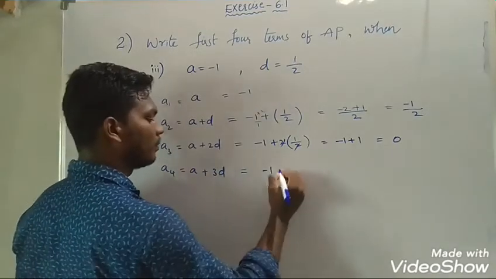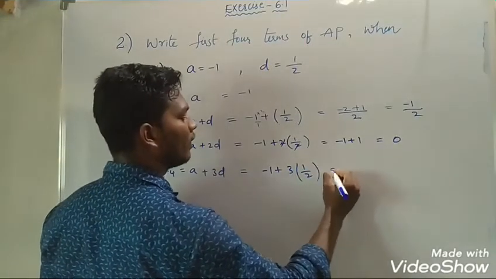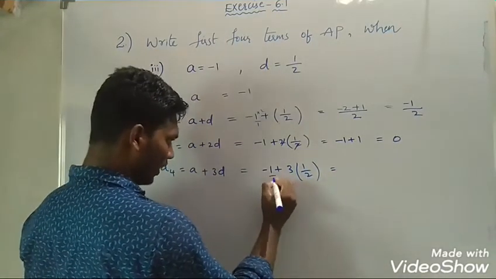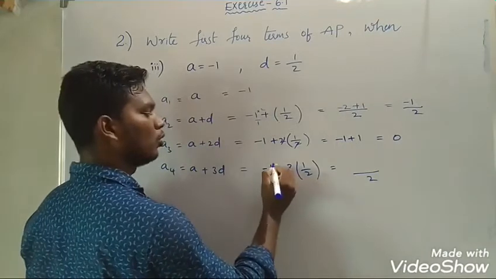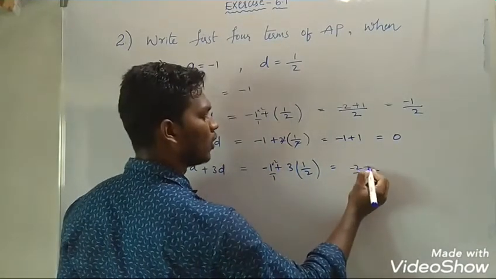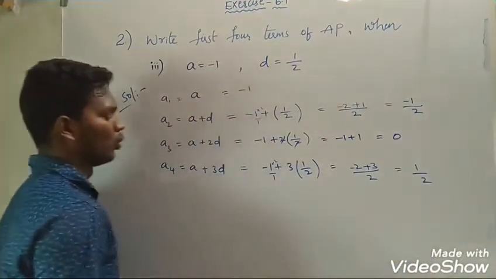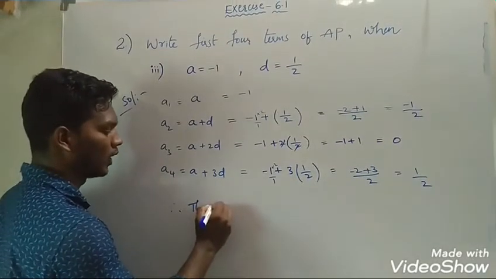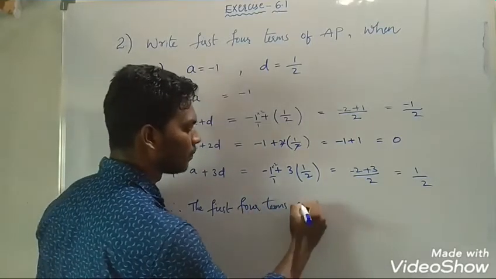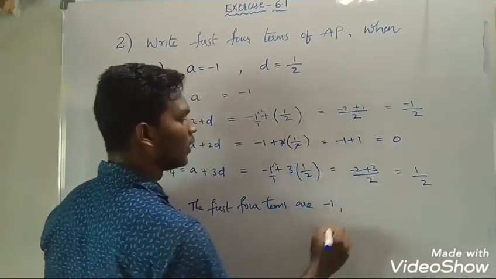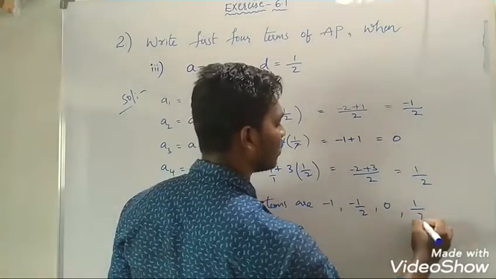Next, a plus 3d. The value of a is minus 1 plus 3 into the value of d. d is 1 by 2, right? Whenever nothing is there, the denominator is 1. So for 1 comma 2, the LCM is 2. In one table we have 2, so minus 1 into 2 will be minus 2 plus 3 ones are 3. So 3 minus 2 will be 1, so 1 by 2. Therefore the first four terms are: the first one is minus 1, the second one is minus 1 by 2, the third one is 0 and the next one is 1 by 2.